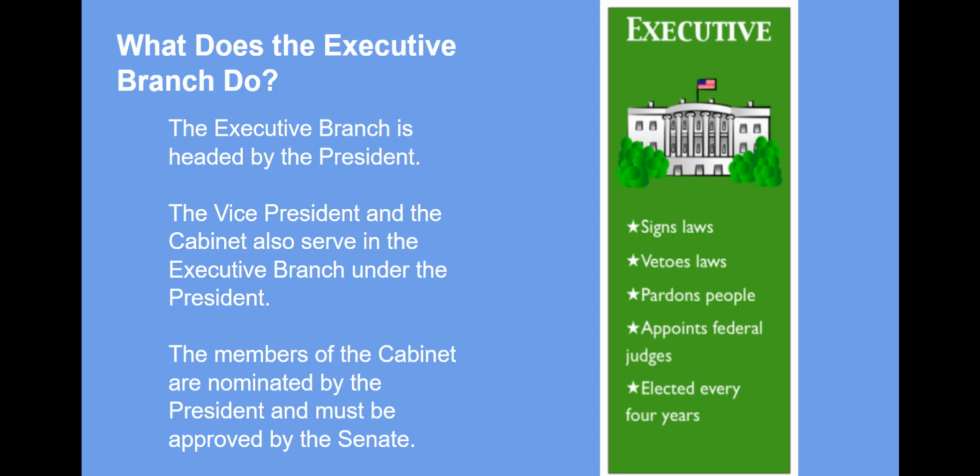The vice president and the president's cabinet also are part of the executive branch under the president. The cabinet includes people who advise the president. The members of the cabinet are nominated by the president and must be approved by a majority of the Senate, which requires 51 of 100 votes.